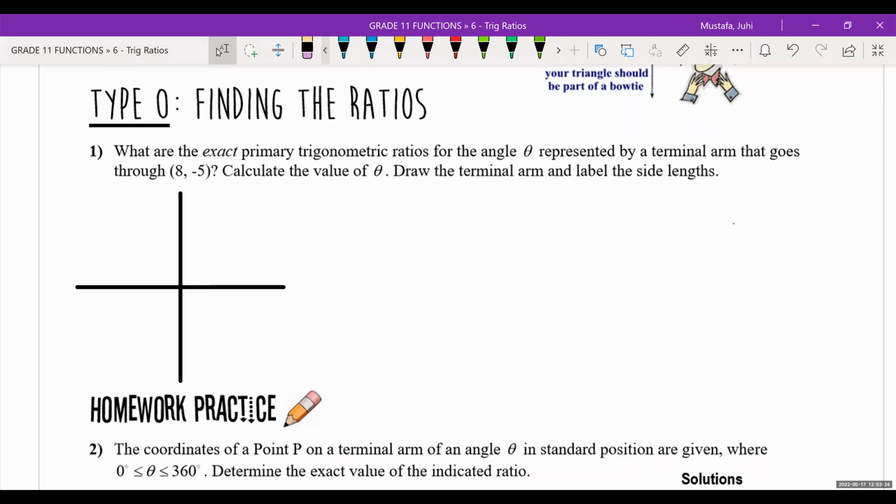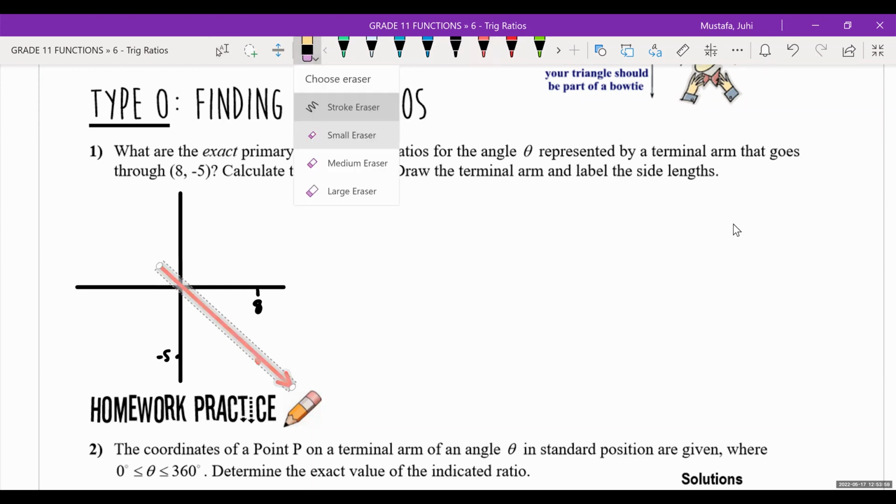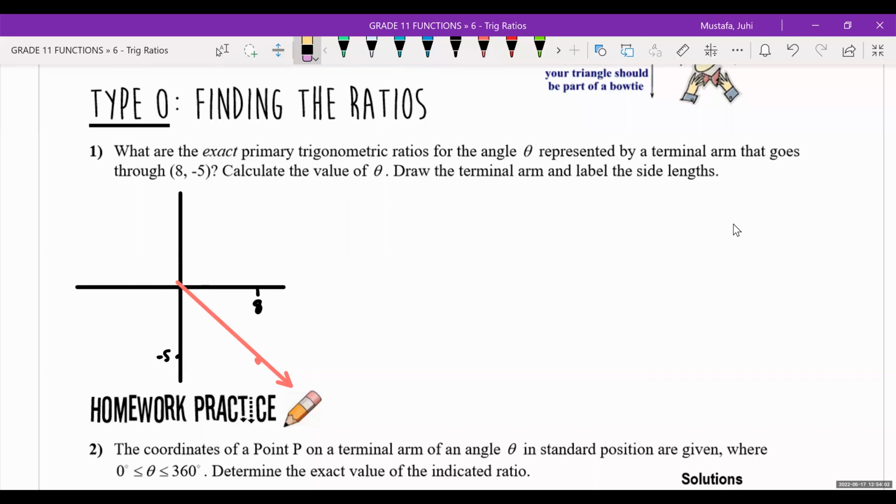So the first thing I'm going to do is identify where 8 comma negative 5 is. 8 is approximately here, and let's say negative 5 is approximately there. So 8 comma negative 5 will be, let's say, over here. Our terminal arm is going through this point. So that gives me a hint that I need to start at the origin and then just go through the point 8 comma negative 5. So I'm going to extend this and then I'm going to erase it because I feel like that's much easier.